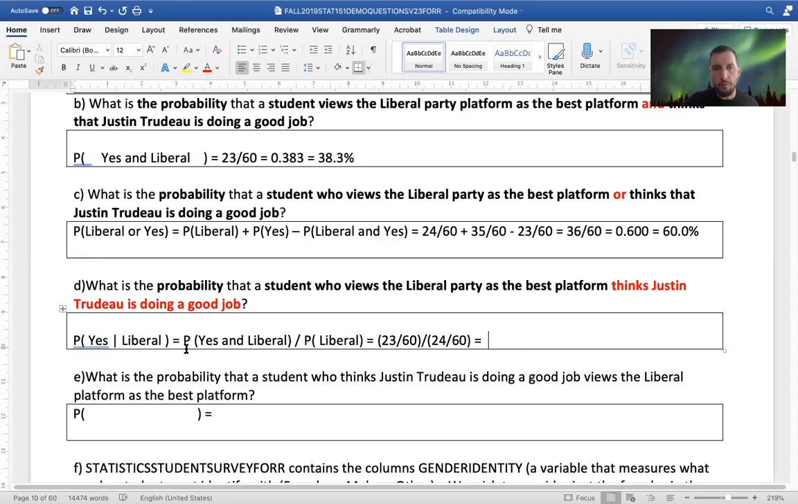Okay, so this is our probability statement. This formula here that I'm highlighting, that's the conditional probability rule that I showed earlier on the written example. We have 23 divided by 60 over 24 over 60. That gives us 23 over 24, which is 0.958, which is 95.8%.